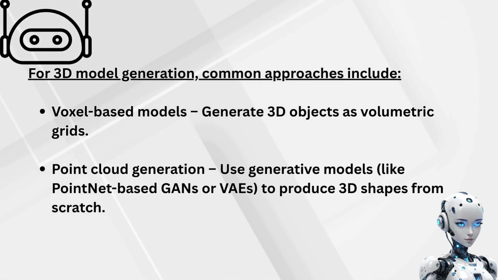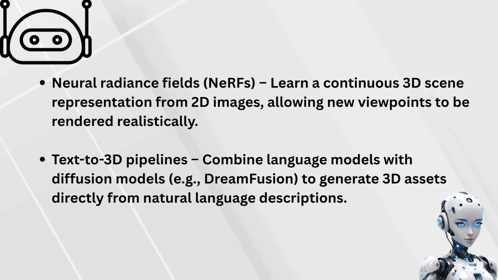For 3D model generation, common approaches include voxel-based models, which generate 3D objects as volumetric grids; point cloud generation, which uses generative models like PointNet-based GANs or VAEs to produce 3D shapes from scratch; neural radiance fields, NeRFs, which learn a continuous 3D scene representation from 2D images, allowing new viewpoints to be rendered realistically; and text-to-3D pipelines, which combine language models with diffusion models like DreamFusion to generate 3D assets directly from natural language descriptions.